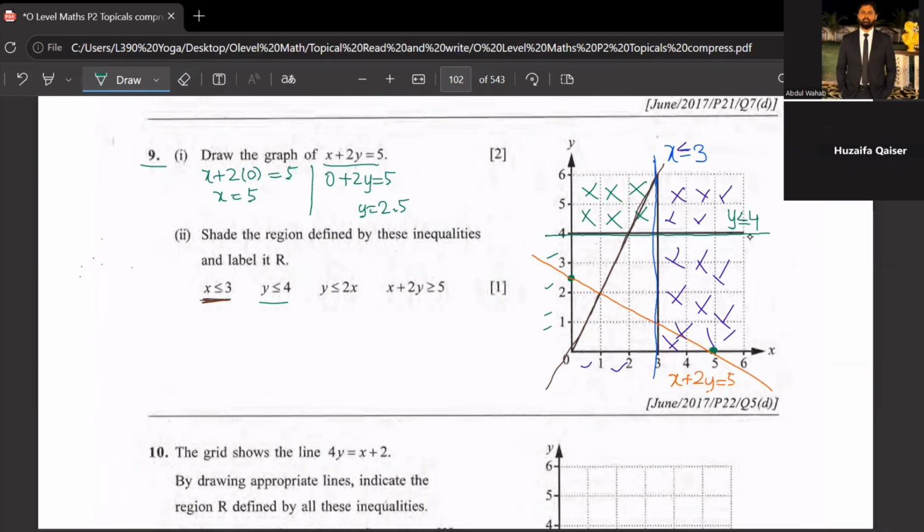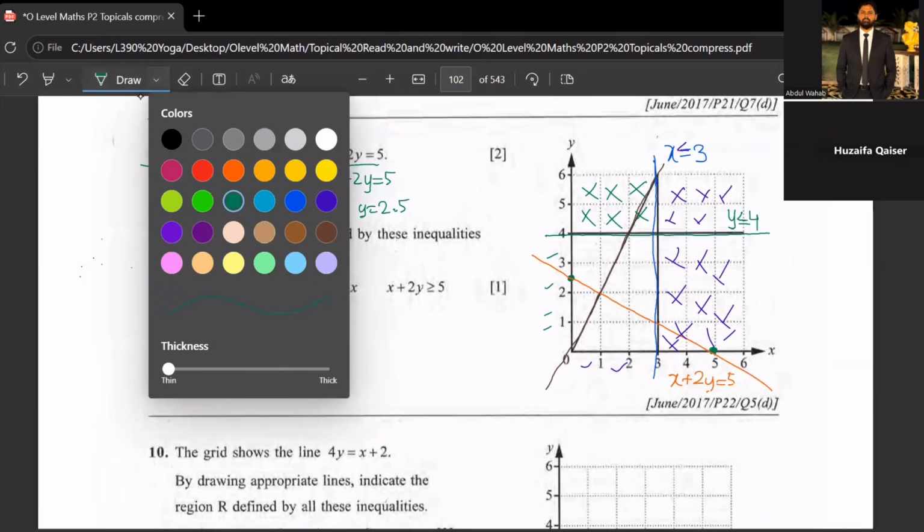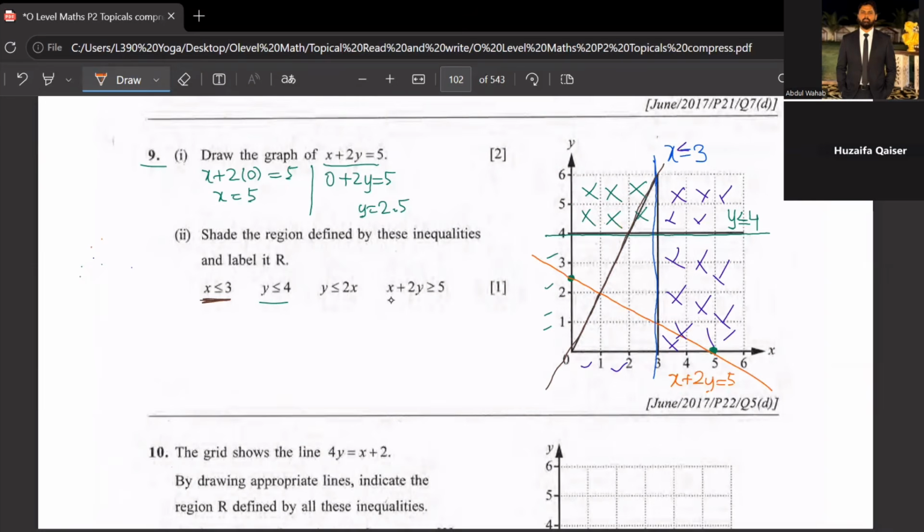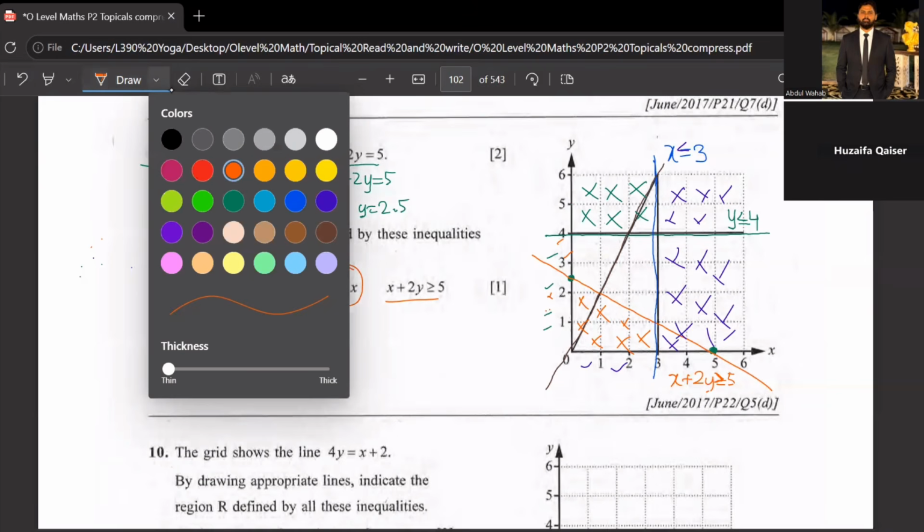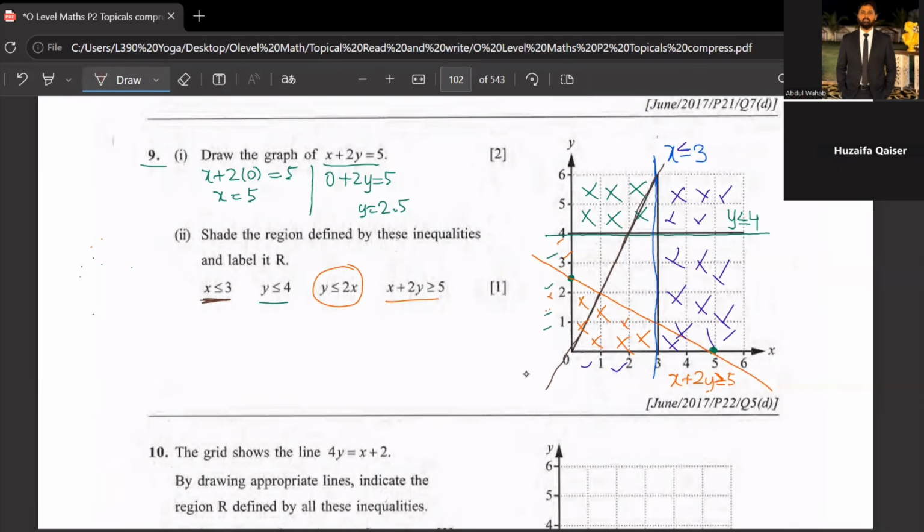Now, if I say x plus 2y is greater than or equal to 5, greater than or equal to 5 means they are interested in the values above, not these values. It means this area is not under consideration for this scenario. So we do not need to find the equation of the fourth line because the equation is already given to us. You just write the equation of the fourth line, which is y is less than or equal to 2x.